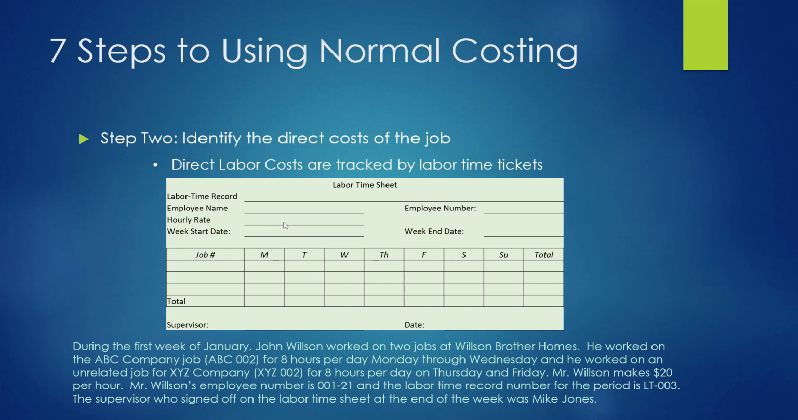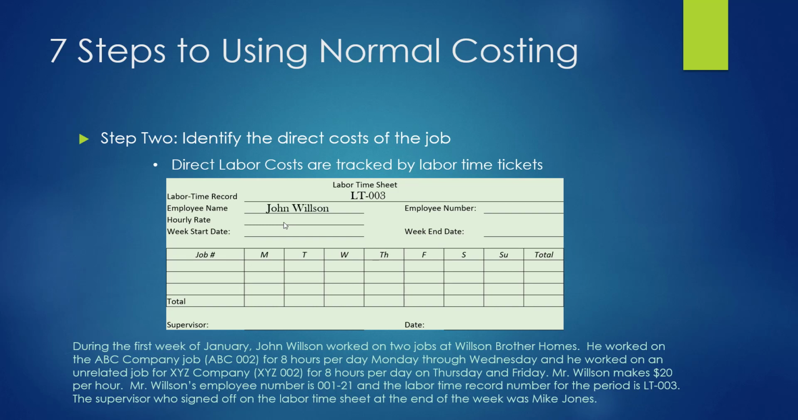Mr. Wilson makes $20 per hour. Every employee has an employee number. His is 001-21, and his labor time record for this period is going to be LT003, basically the 3rd paycheck they've had to process during the period. Let's fill out a labor time sheet to account for all the hours that Mr. Wilson worked.